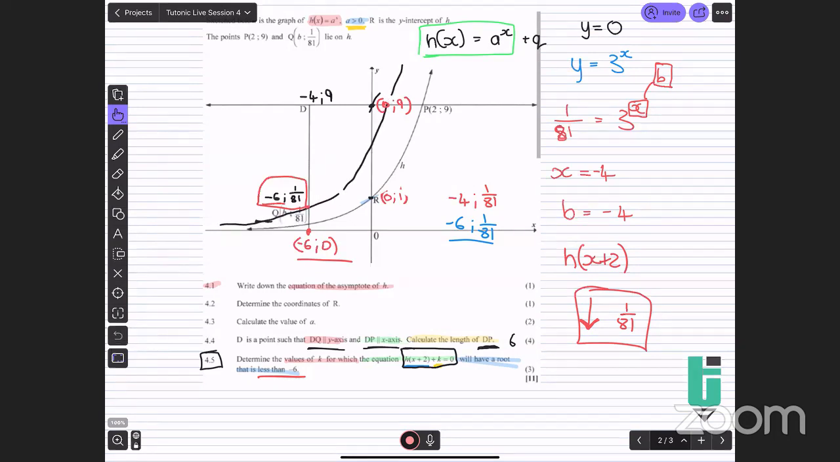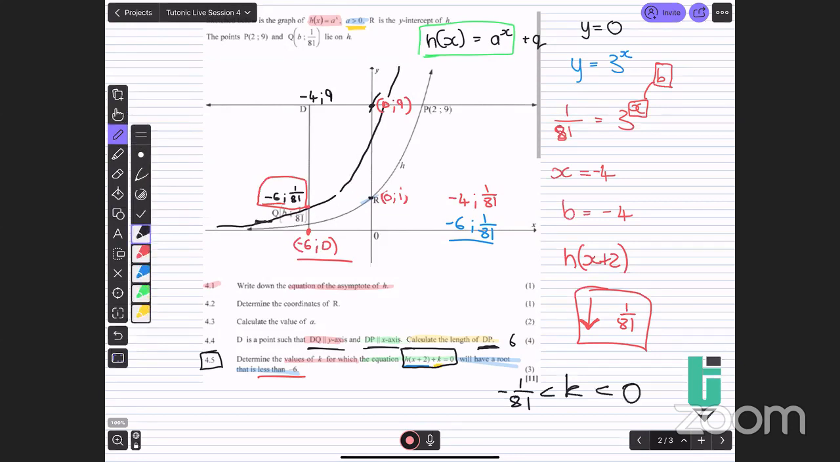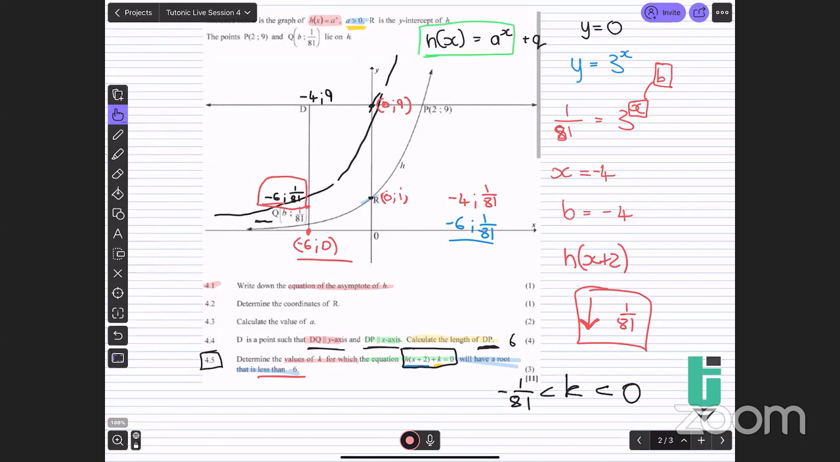So therefore, k can't be lower than -1/81, because if it was lower than -1/81, then the graph moves closer to naught. Okay. And it also can't be greater than naught, because if it was greater than naught, then the graph moves above the x-axis, which means it no longer has a root.